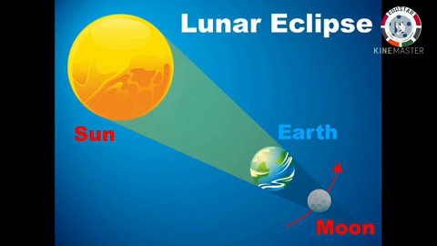When the earth blocks the light from the sun, the shadow of the earth falls on the moon and it disappears for a brief period of time. This is called lunar eclipse. This is the formation of shadow we observed in nature.